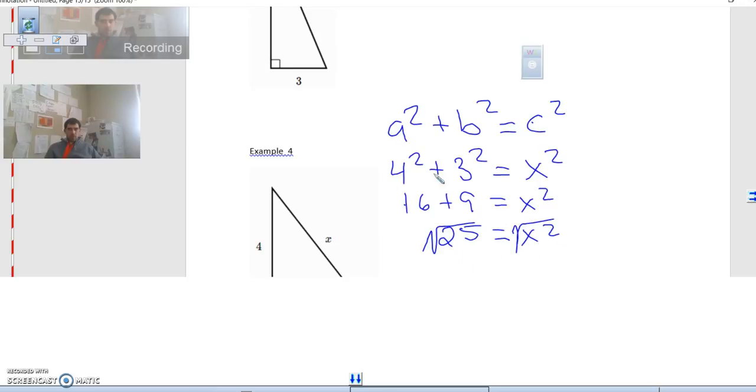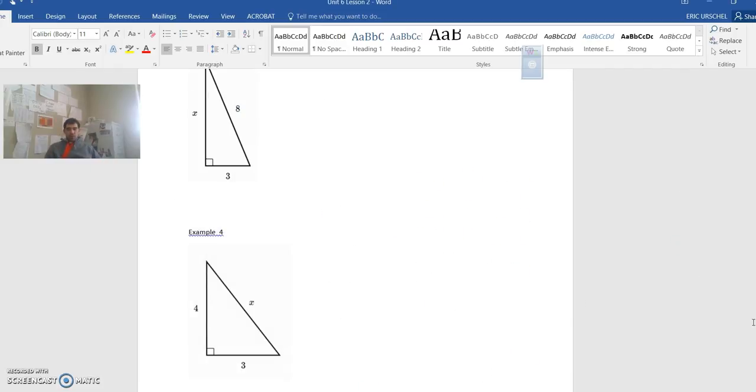We take the square root of those. So this is in radical form, but this one we can solve right down. It's a perfect square. So our missing side length is 5. X equals 5.